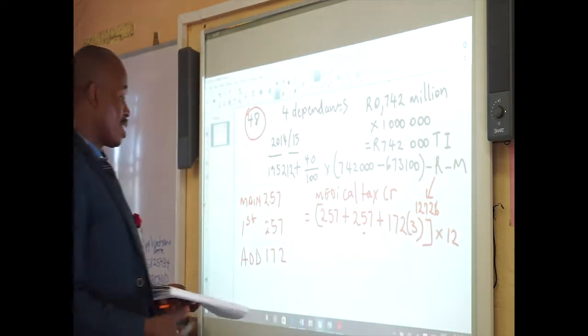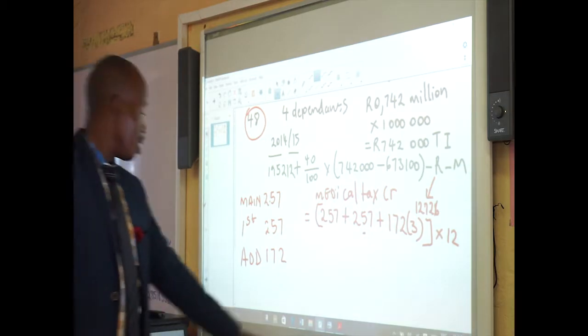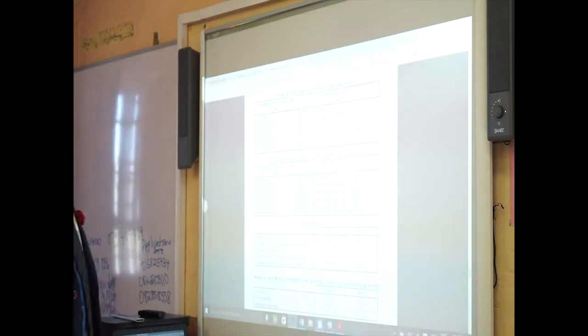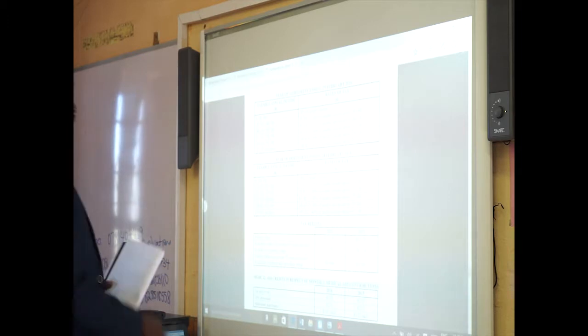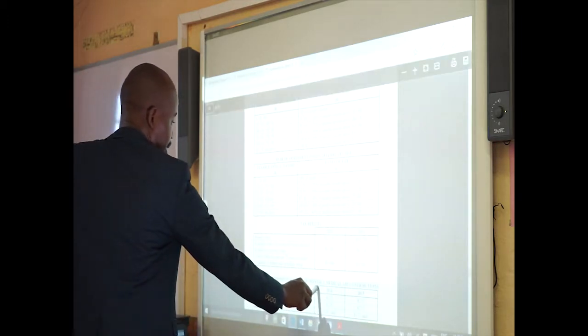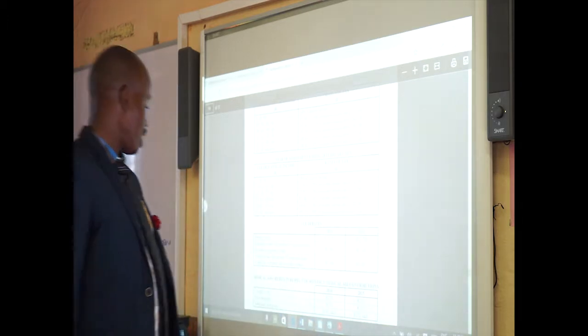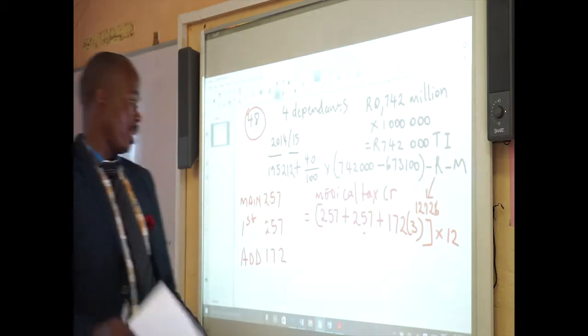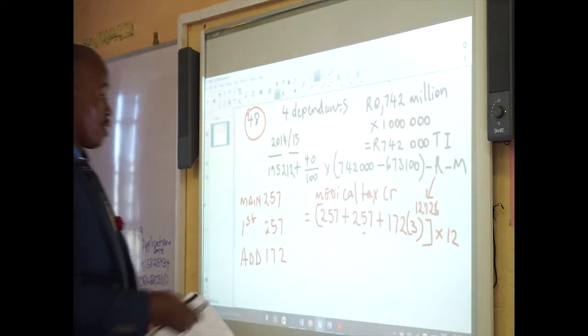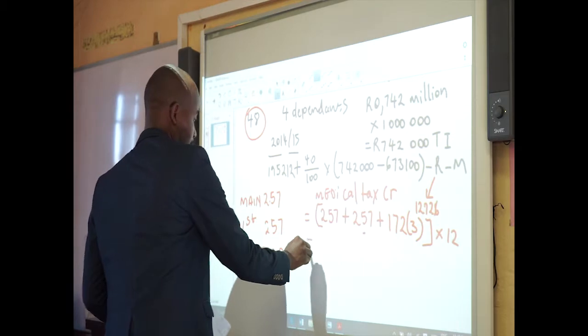Remember, medical tax credits that were shown on the tax table are not annual, they are monthly. Medical credits in respect of monthly medical aid contribution. So this monthly tells us that you have to multiply it by 12, because everything else you are calculating is annual. So whatever we calculated at the end must be multiplied by 12.